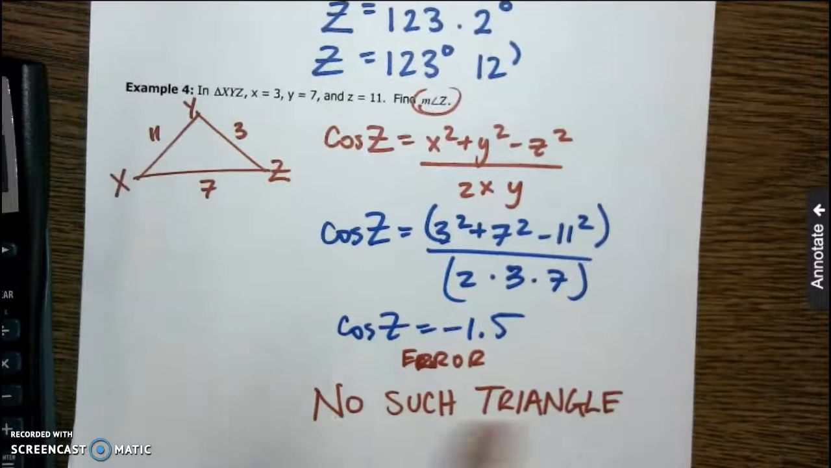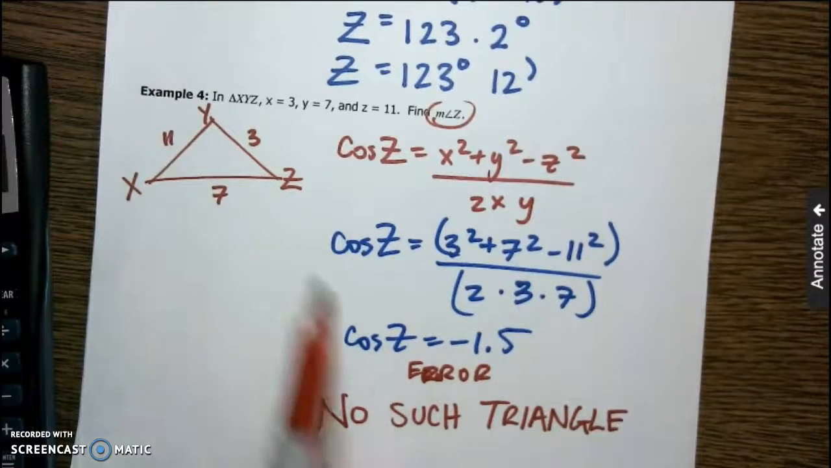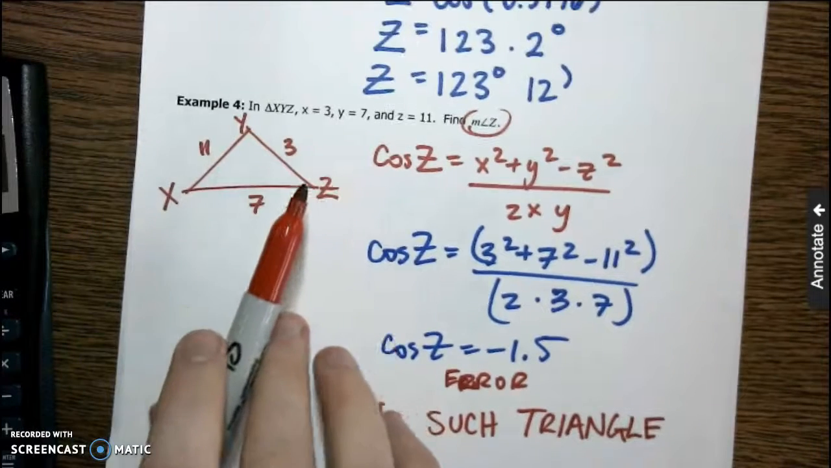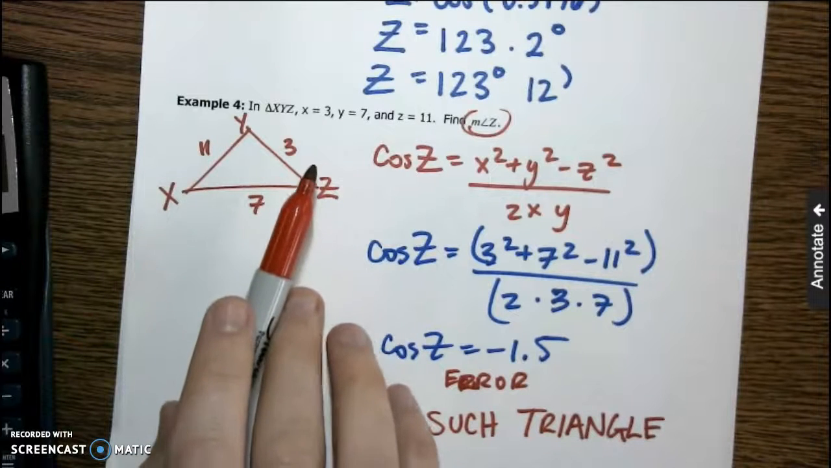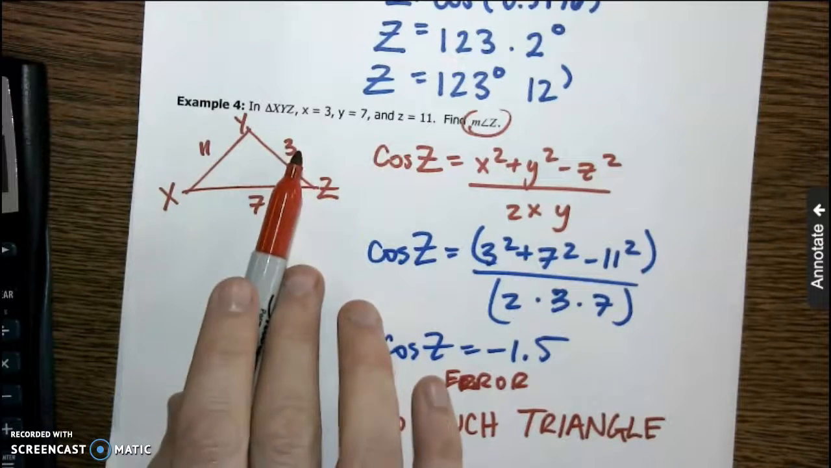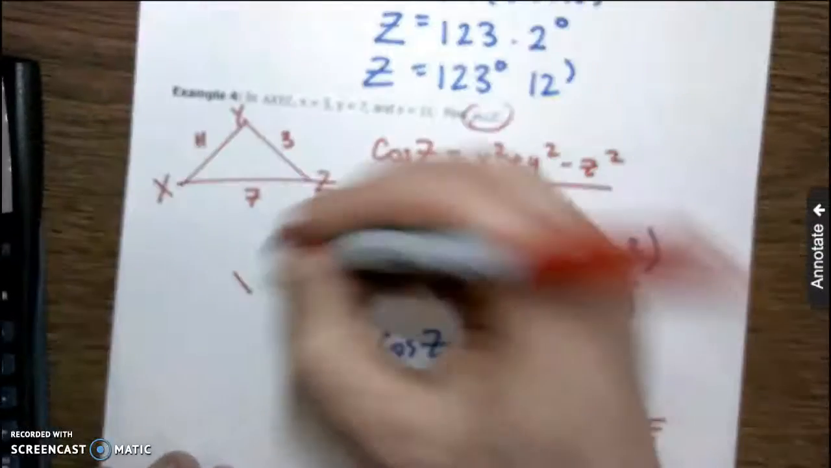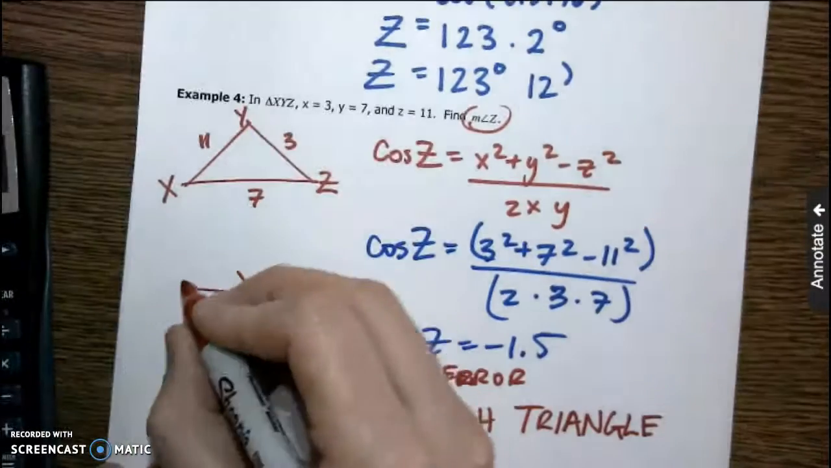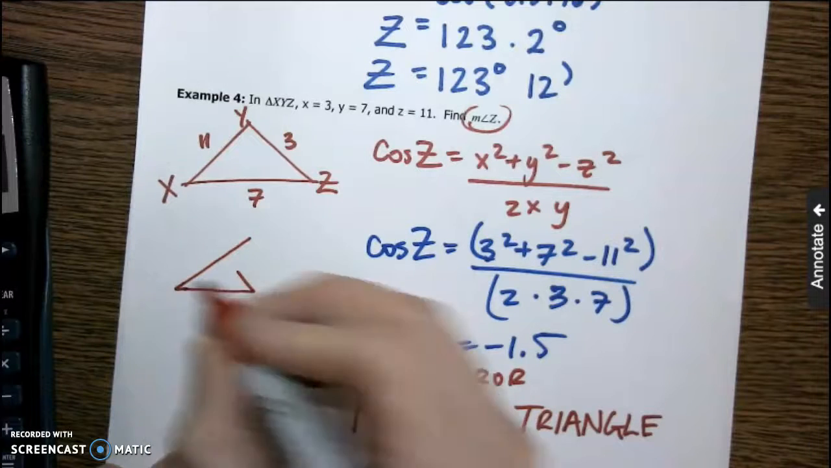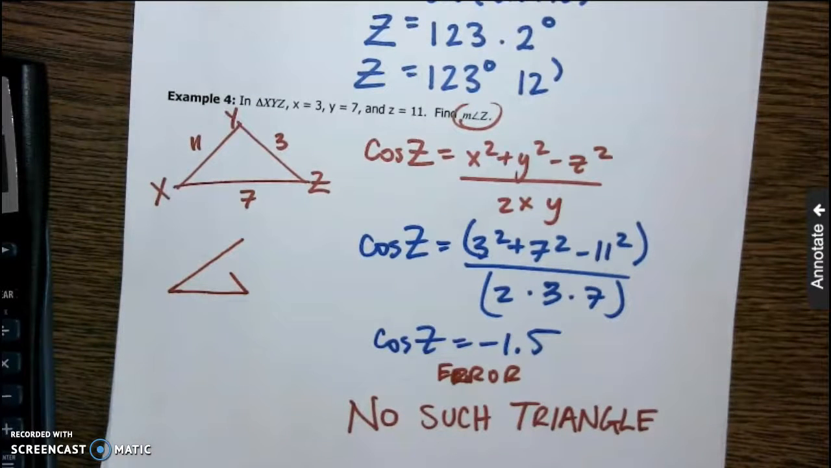But why is there no such triangle? It's just because the way these side measurements are, there's no way for it to be 3, 7, and 11. You're going to end up with something like this, where the sides just don't match up to make a perfect triangle. Something's going to be wrong. So it's just no such triangle if you ever get that error message.